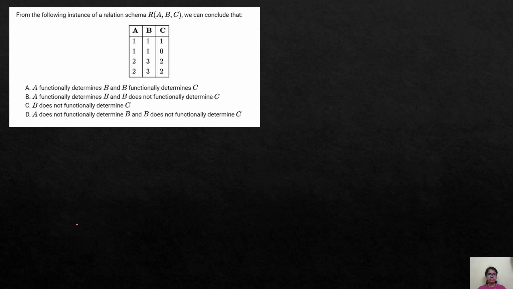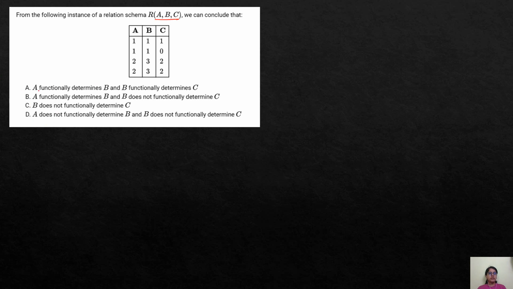Database Management System PYQs. So let's start with the PYQs. This is our first question. From the following instance of a relation schema R, where the attributes are given as A, B, C, we can conclude that... Along with the attributes, we have also been given a table where A has some values, B has some values, and C has some values. The four options are given. Let's verify the options one by one.